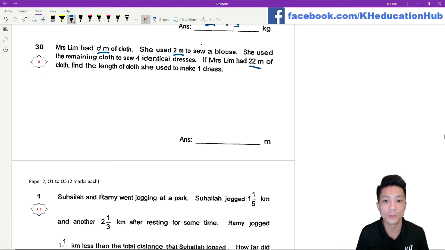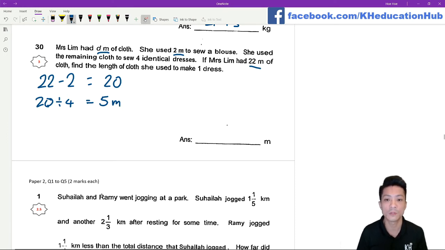Now I'm going to use, to make one dress, 22 minus 2 first to give me 20, and I'm going to divide by 4, which is going to give me 5 meters. Okay, that is the length of cloth used for one dress.